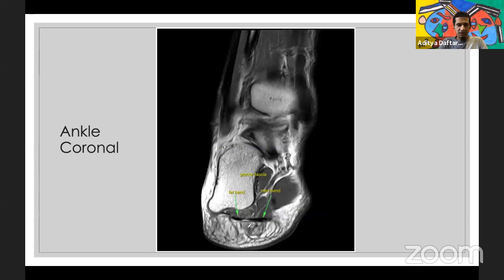As we come posteriorly even more, it's important to look plantarly to get a good look at the central, or the medial and lateral bands of the plantar fascia. So this is a good place to look for plantar fasciitis.